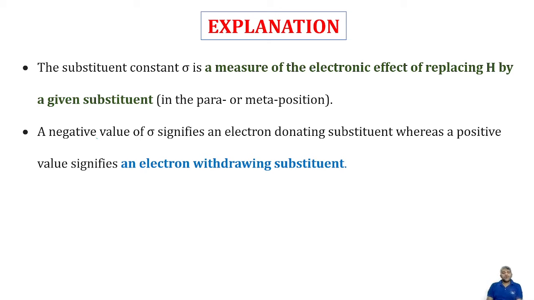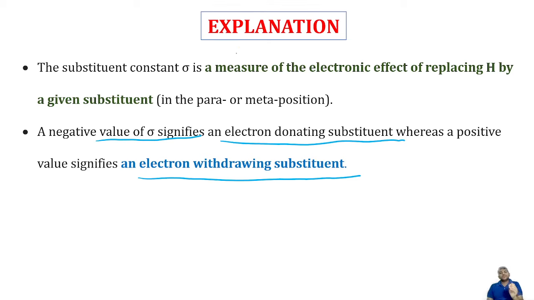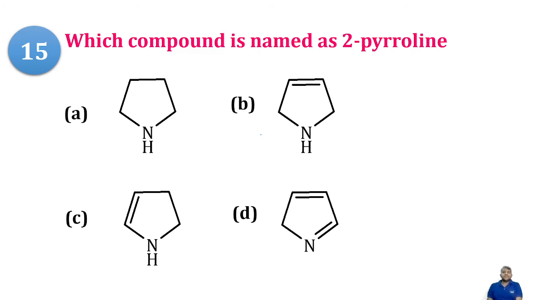And the negative value of sigma describes an electron donating substitution, whereas the positive value describes a withdrawing substitution. In this question they are asking about the withdrawing effect, the positive value of sigma, so you just have to choose the option that is withdrawing. If they ask about the negative value, then you choose electron donating substitution. So student, we are done with the 14th question. Now I am left with 4 to 5 more questions.